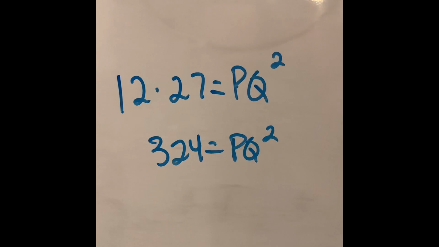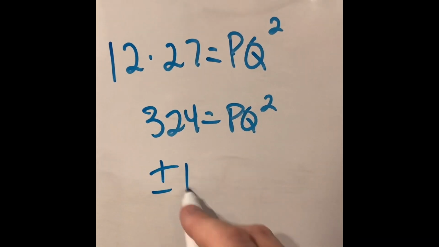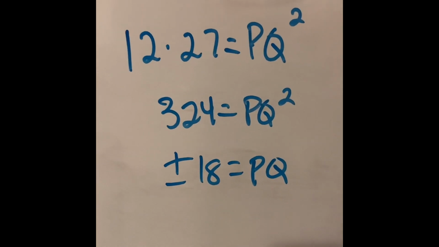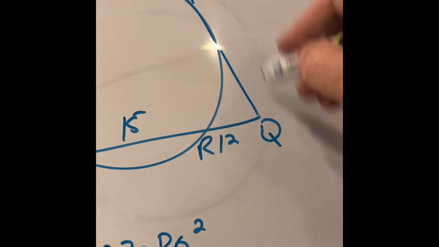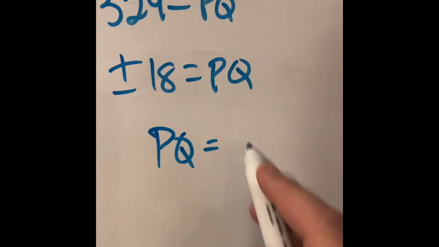And now we're going to take the square root of 324, which is actually going to be plus or minus 18 equals PQ. Now you've got to put down that plus or minus 18 because you've got to check. Maybe that negative 18 is going to work. In this case, it doesn't, because PQ is the entire side. We can't have that be negative 18. So PQ, which is what we're trying to find, equals 18.